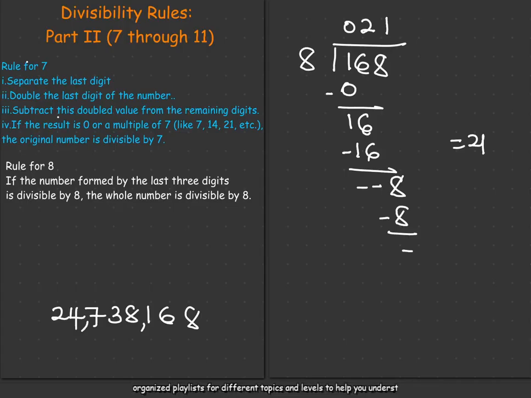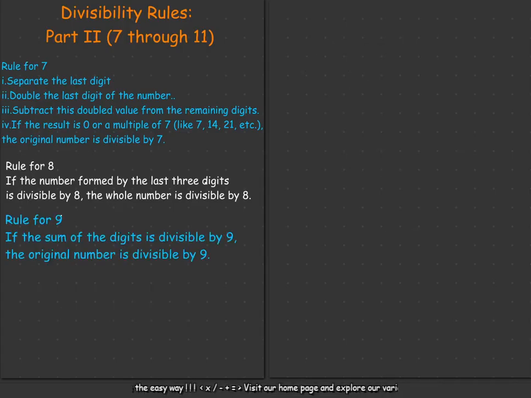Let's look at 9. So that of 9 here is actually similar to that of 3, if you had taken note of the 3. It says if the sum of the digits is divisible by 9, then the original number is also divisible by 9. And you remember that of 3, we said if the sum of the digits is divisible by 3, then the original number is also divisible by 3. 9 here says if the sum of the digits is divisible by 9, then the original number is also divisible by 9. So let's take an example.